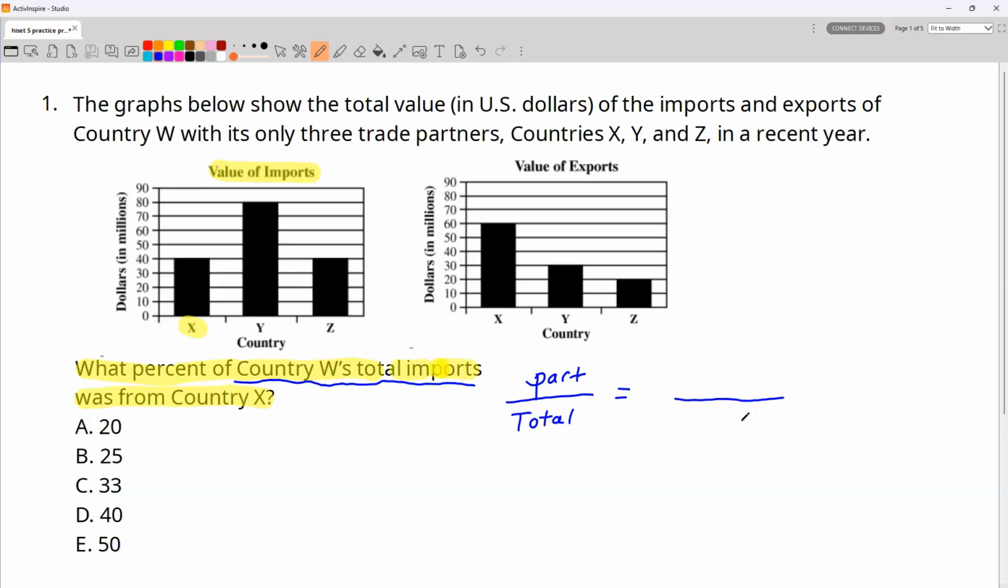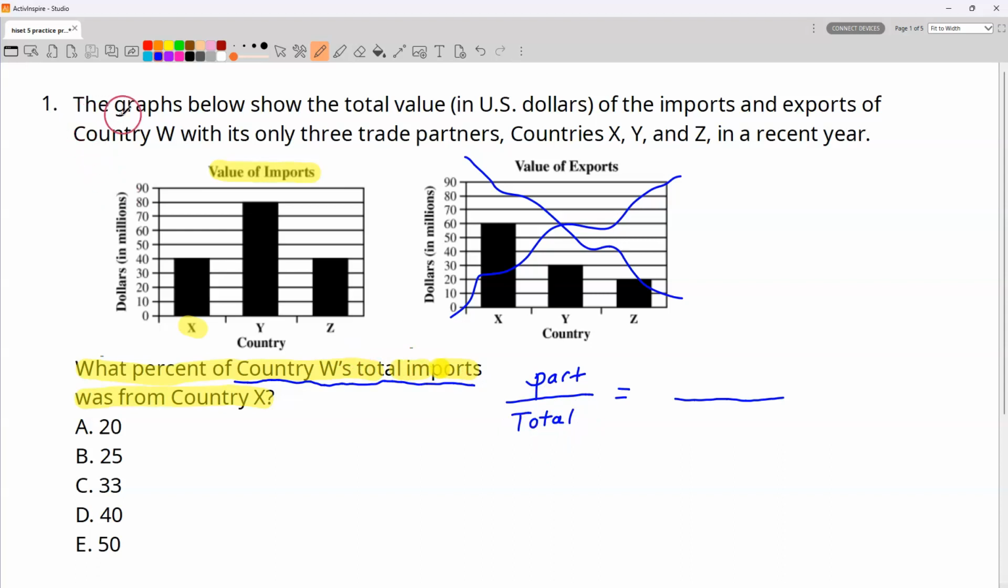Well, what do you think that would be? Again, we're not dealing with the exports here in this problem. We don't even need this. How would I figure out the total import for country W right here? Because it says country W's total imports. That's what this total means. How do you think I'd figure it out?